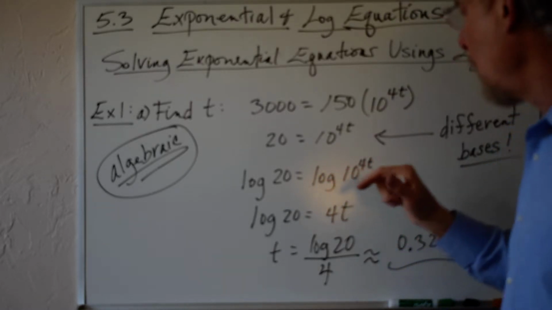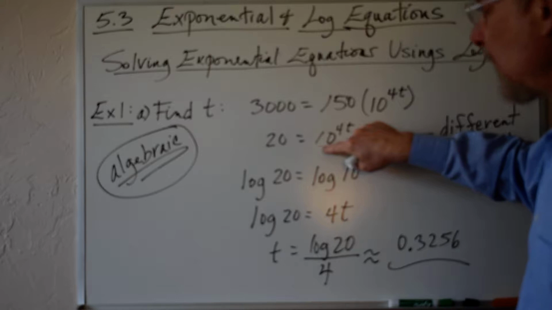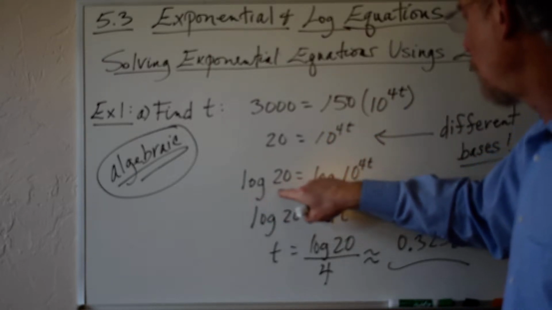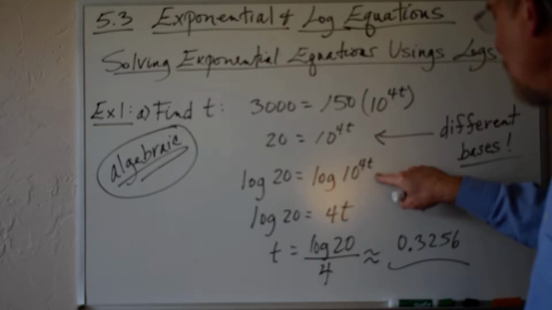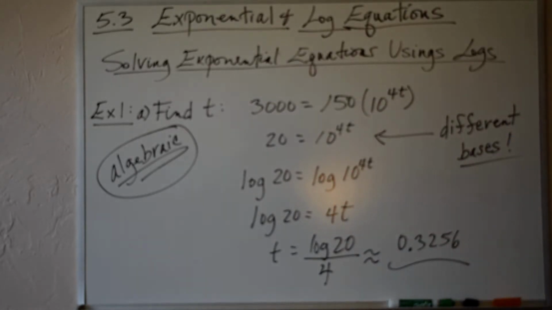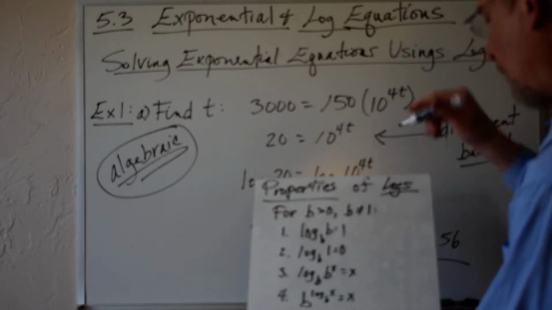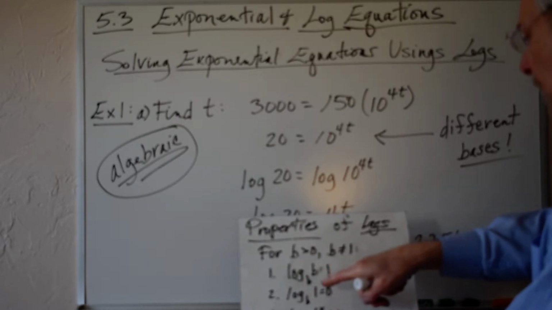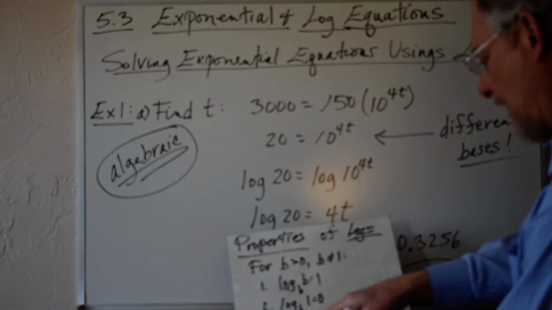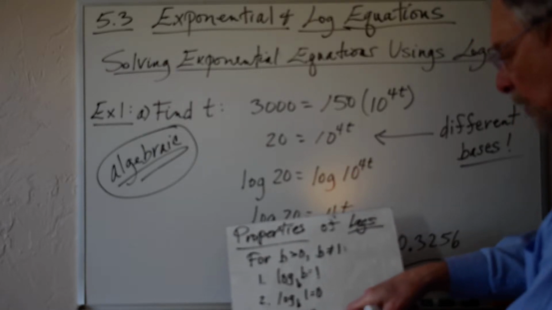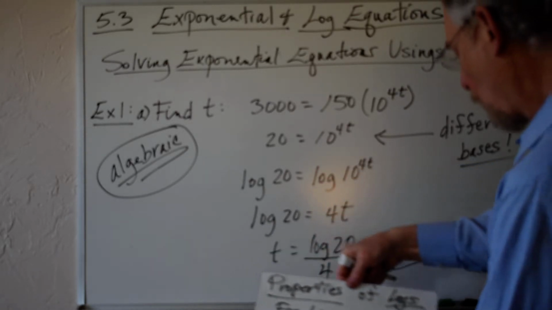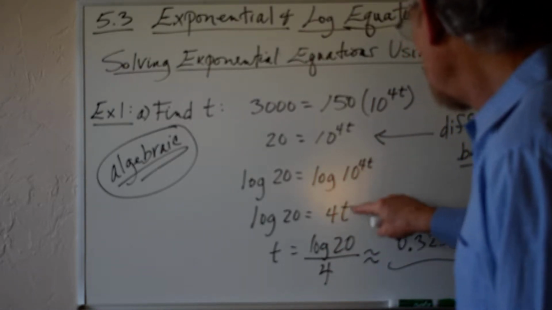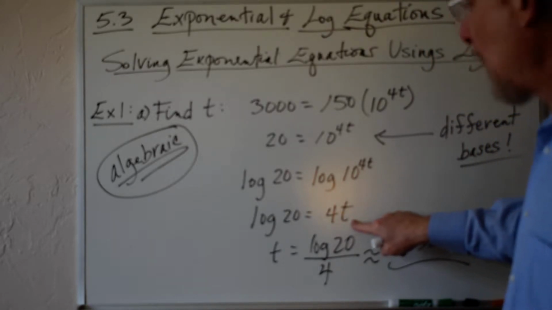Let's take the log of each side to that base there, 10. So in other words, a common logarithm. So the log of 20 equals the log of 10 to the 4t. Now we know from our properties of logarithms that the log of b to the x, to the base b, is just equal to the exponent, x. So it's property number 3. In other words, this is just the same as 4t, and that's what I wanted.